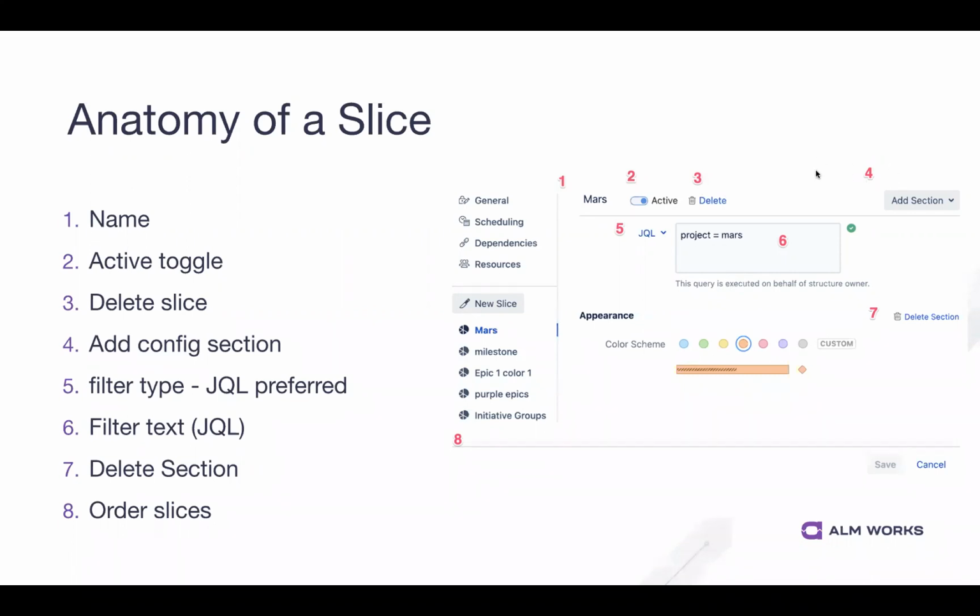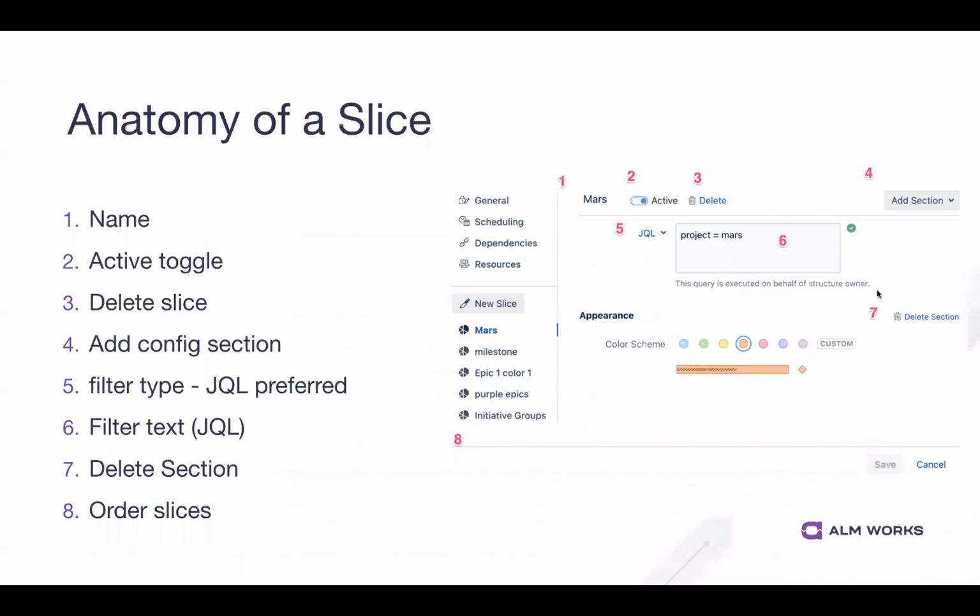Number 4 is the config section. This is what part of the configuration we want to change. Here I only have one section, that's appearance. And you can see number 7 here is delete that section. I need to have one section. If I don't have any sections, what I'm doing is basically defining some issues and then not doing anything with them. That doesn't really make a lot of sense.